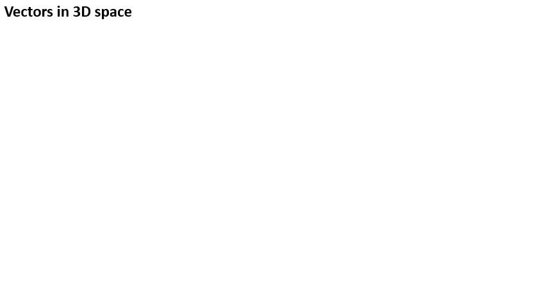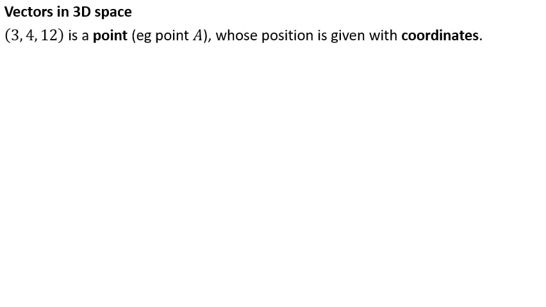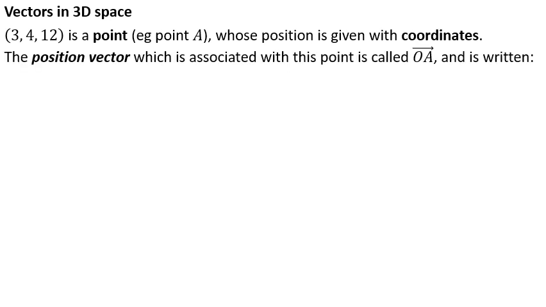Instead of just coordinates, we'll consider a vector. And there's a really important idea that you need to get clear in your head about vectors compared to points. The point 3, 4, 12 is a point with coordinates. It basically has a position, and that's all it is.